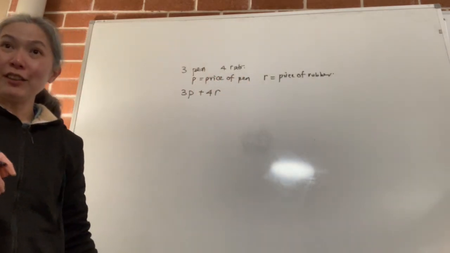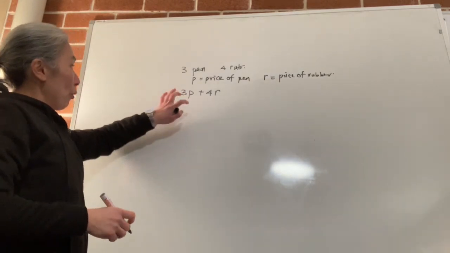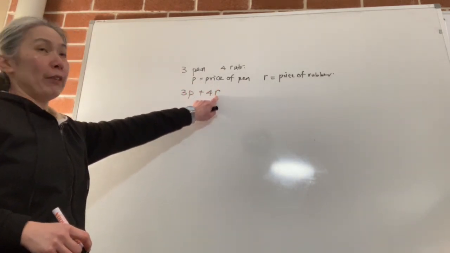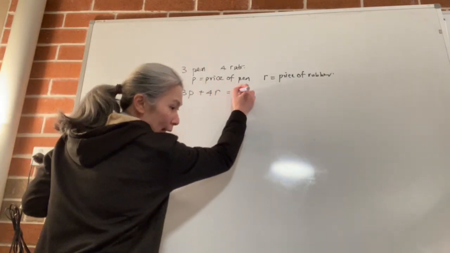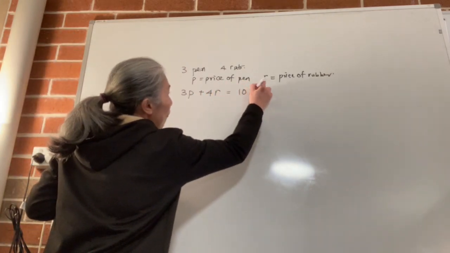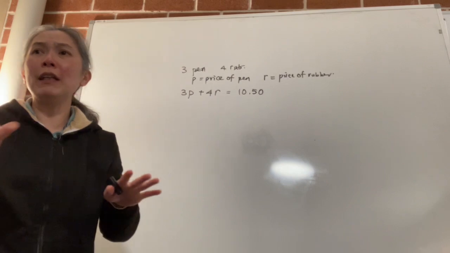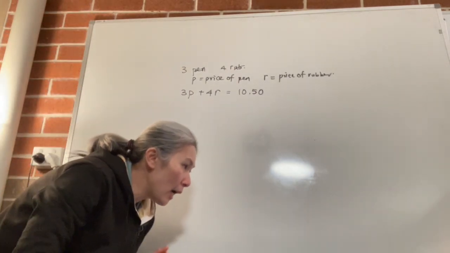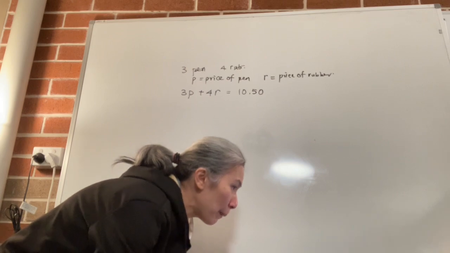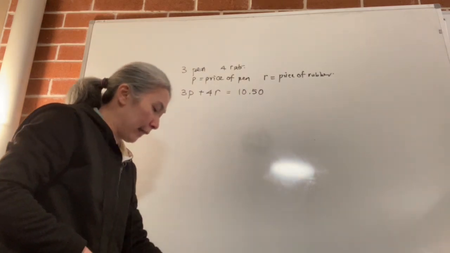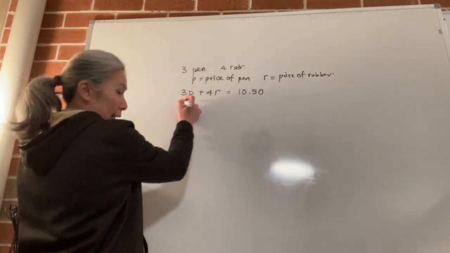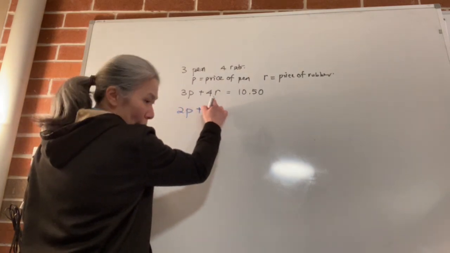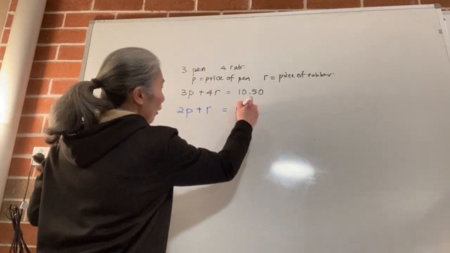Does it make sense to you? Right, then 3 of the price of the pen plus 4 of the rubber is how much? $10.50. I'm not going to put in a dollar sign because I'm solving equations, alright? And the second part says 2 such pens and 1 such rubber is $5.50. So the same pen, same rubber, if I have 2 pens and 1 rubber, it is equal to $5.50.